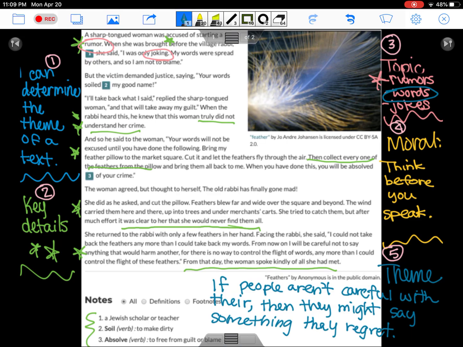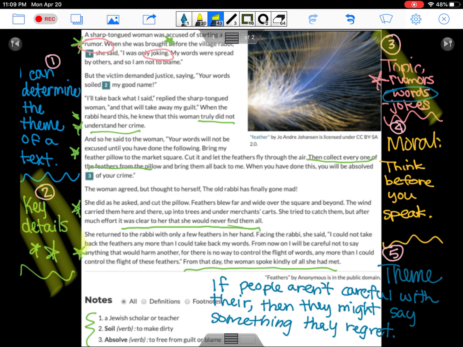All right, team members, this looks like a lot. It kind of is a lot. There's a lot that goes into this task of determining a theme of a text. That's why we're spending so much time on this. There's really a lot to it. I would always recommend to be looking for your key details. That's a big one. The key details really help get you there. And this topic over here is another huge piece to determining the theme.